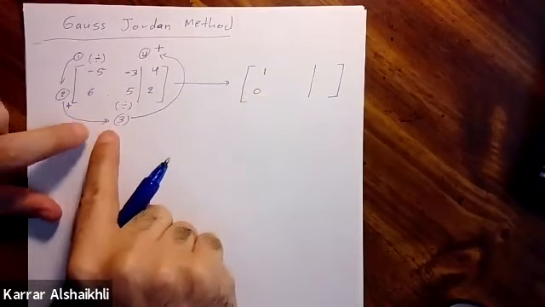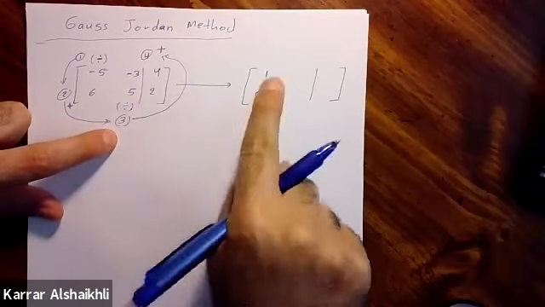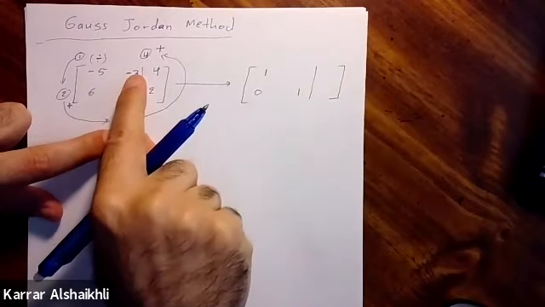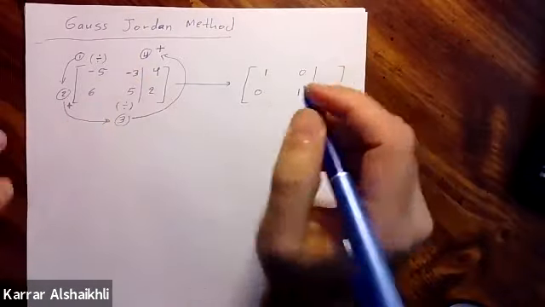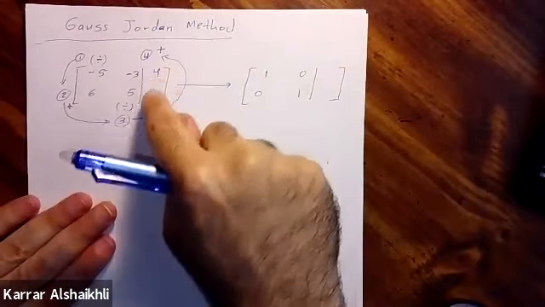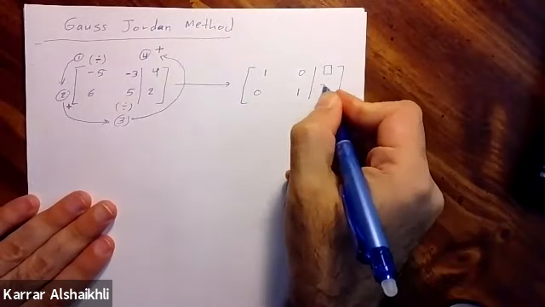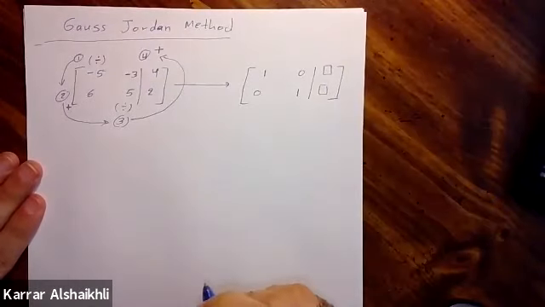Step 3, we're going to divide. We're going to convert the 5 here to 1. Step 4, we're going to add. We're going to convert this number to 0. You see these two numbers? I'm going to get new numbers here. These two new numbers are going to be the solution.